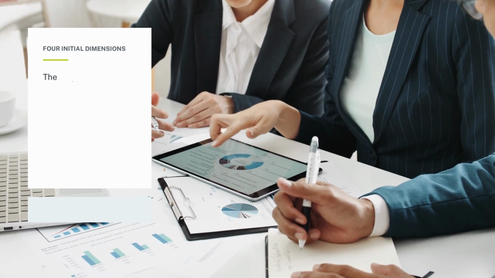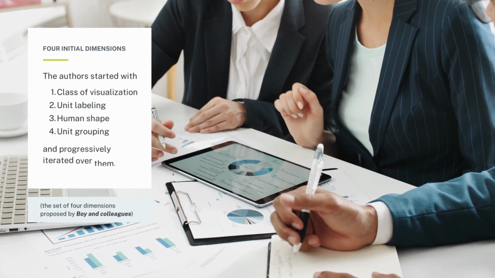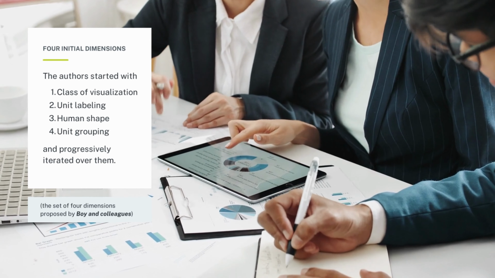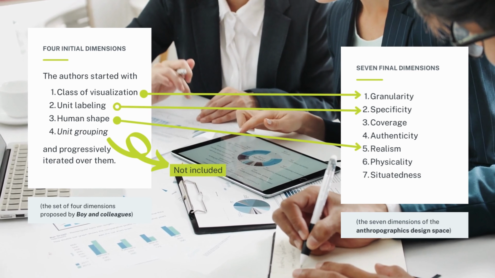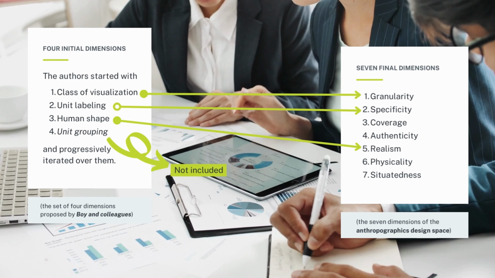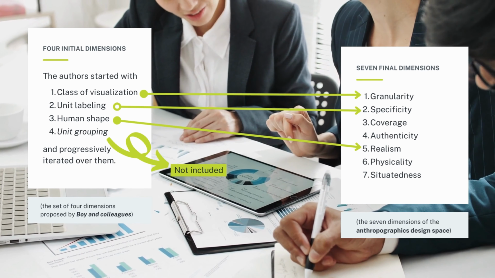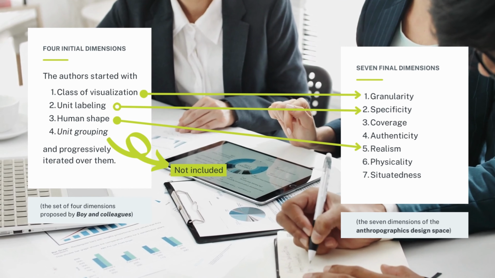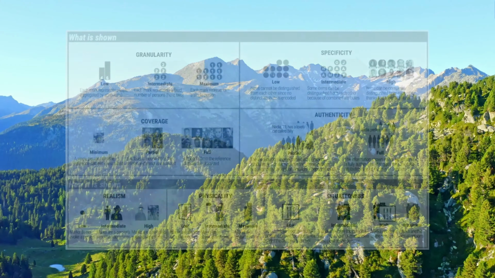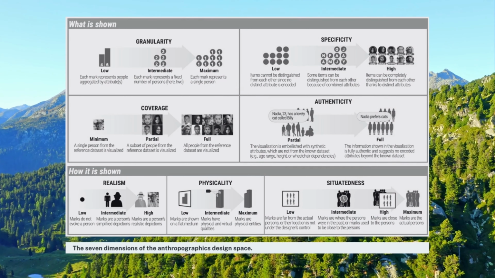behavior. The authors started with a set of 4 dimensions proposed by Boy and colleagues and iterated over them by characterizing each visualization from their collection according to each of the dimensions. The resulting design space has a total of 7 dimensions. It shares 3 dimensions with Boy and colleagues and includes 4 new dimensions. In this paper, the corresponding design space is defined with 7 different features.